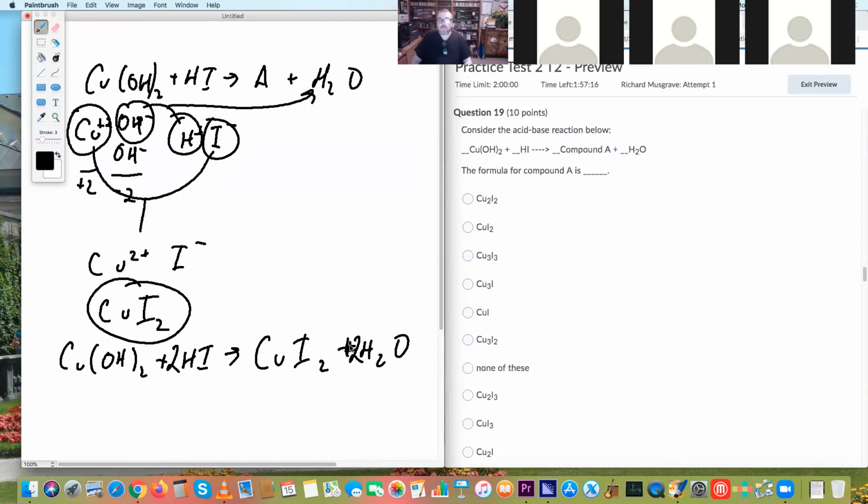So this is not focused on balancing in this particular... Not the entire thing, no. All we're interested in is, well, what's compound A? Okay, so to do that, you have to draw it out like you did.